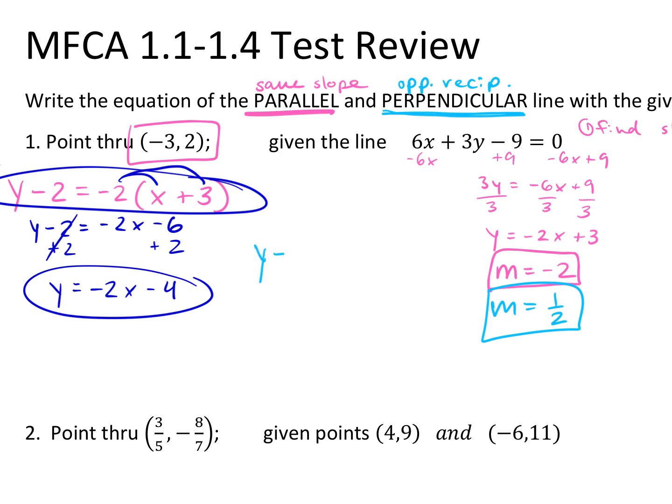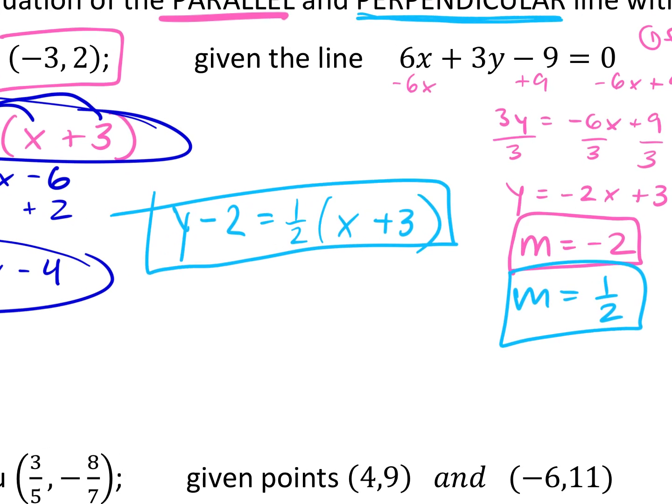So I have y minus y1. So y minus 2 is equal to 1/2 times x plus 3. So this would be an okay answer if it didn't tell us what form we had to leave it in. But if the question said to leave your answer in slope-intercept form, what would we have to do? Distribute. So we distribute the 1/2 to the x and the 3. So y minus 2 is equal to 1/2 x plus 3/2.